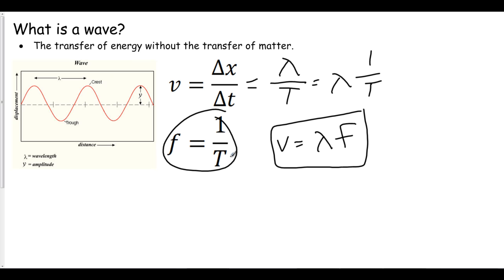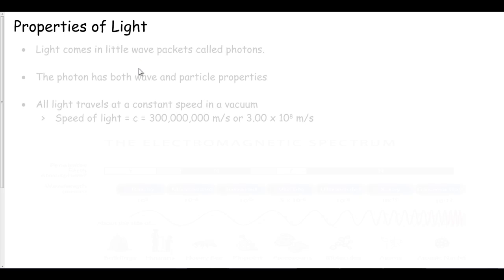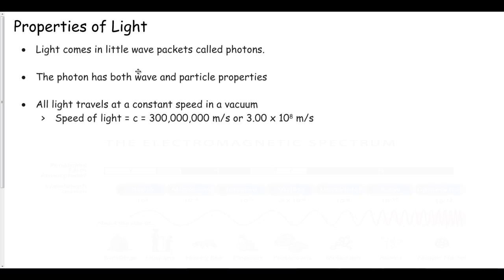Now we're going to apply this to light later on, but right now let's look at some of the properties of light. So here are the properties of light. One thing about light is it comes in little packets called photons. These packets have both wave and particle properties.